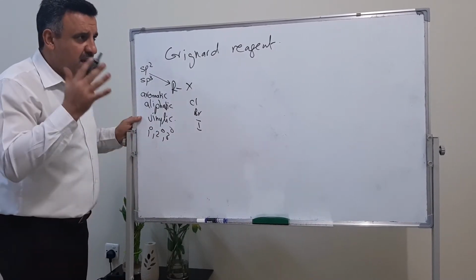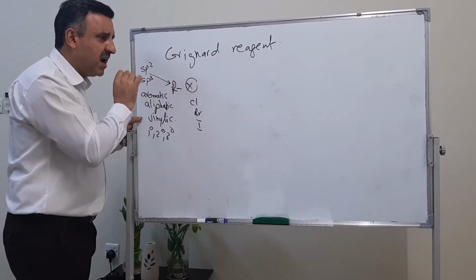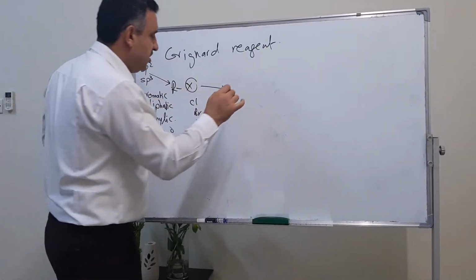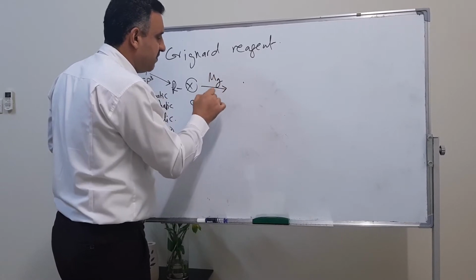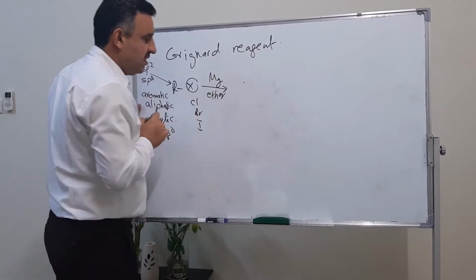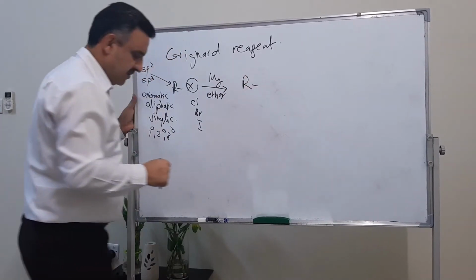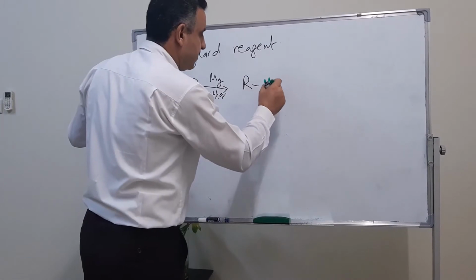Any alkyl halide, any halogen attached to any carbon, can be converted to this new reagent by reacting first with magnesium in the presence of dry ether. We are going to convert it into RMgX. Let me just write it again here.